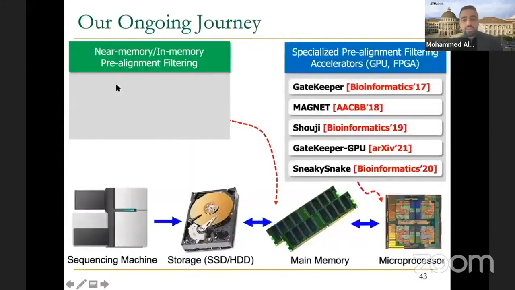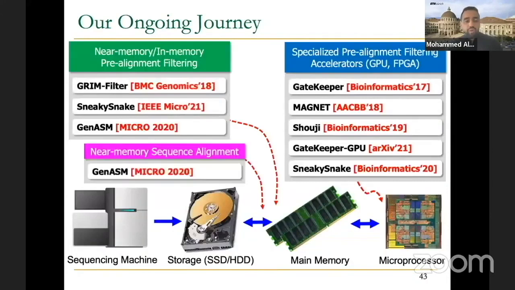Now, there are also other efforts from our group on accelerating read mapping. As you can see, for us, GateKeeper can be under this category of replacing the CPU with a specialized core, but we still suffer from the memory bottleneck problem, or a storage problem, moving the data from the storage all the way to main memory to the FPGA itself.